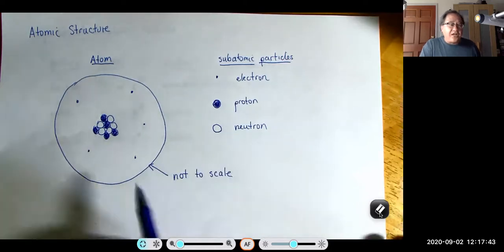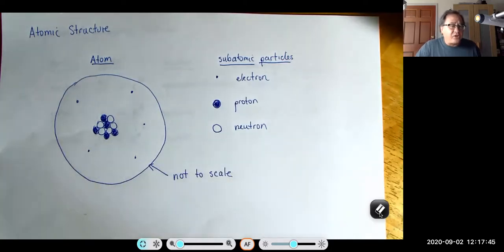This is not drawn to scale, but it shows you what we consider to be the current structure of an atom. We think of it as a sphere where the electrons are somewhere around the nucleus, and the size of the atom is really defined by the space where the electrons are, not by the nucleus.